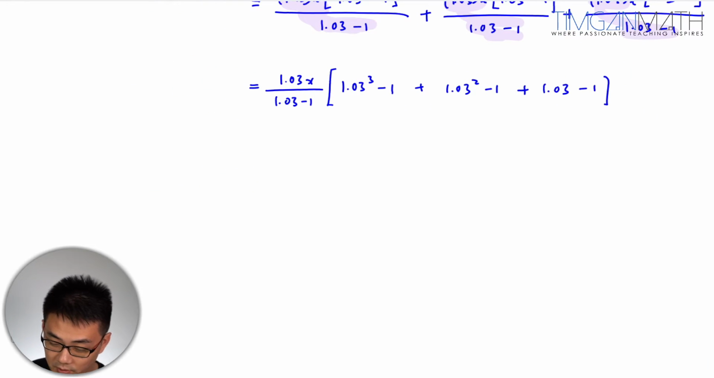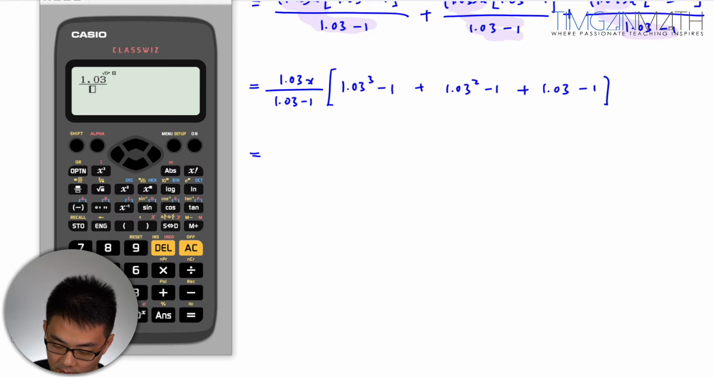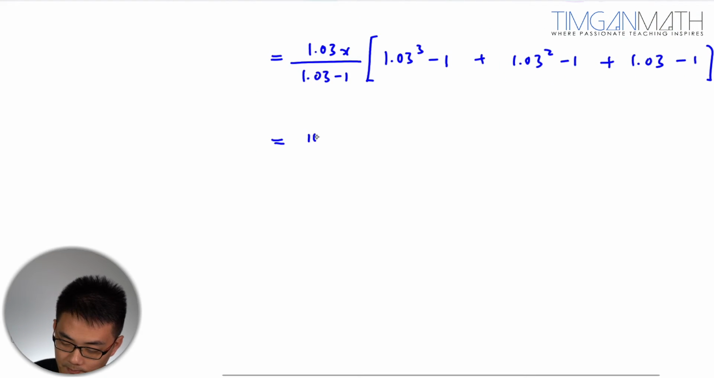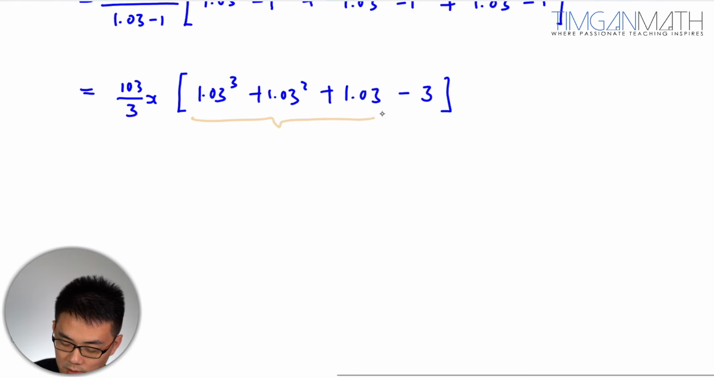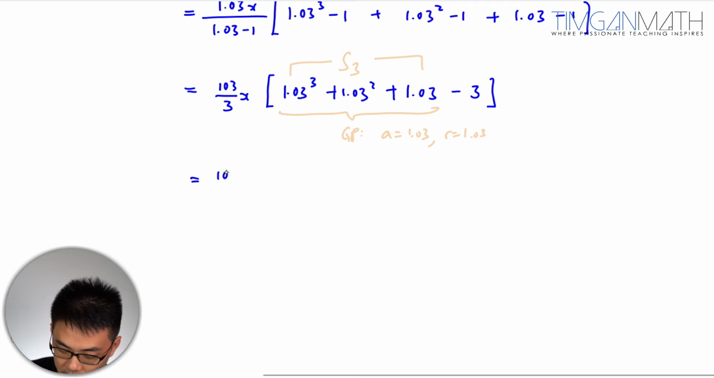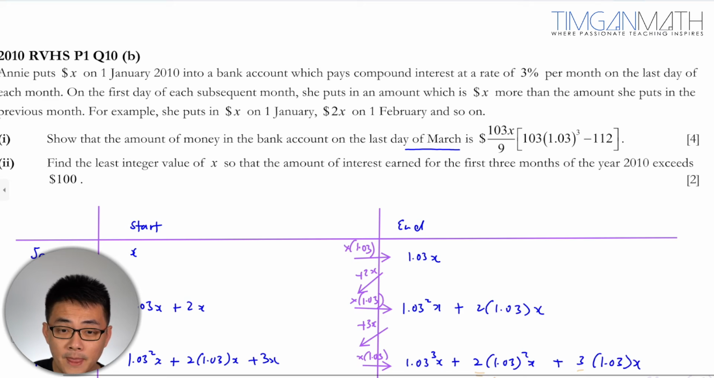This is interesting. Again, we could just key it into the calculator. 1.03 divided by 1.03 minus 1 gives 1.03 over 0.03, times x. Then this is 1.03 cubed plus 1.03 squared plus 1.03 minus 3. This is a new GP, where the first term is 1.03 and r is 1.03, so this is another S3. So we have 1.03 over 0.03 x times S3 minus 3. This is promising because we want to show that it's power 3, and I have got this power 3 here.